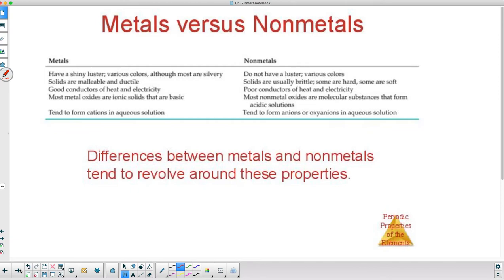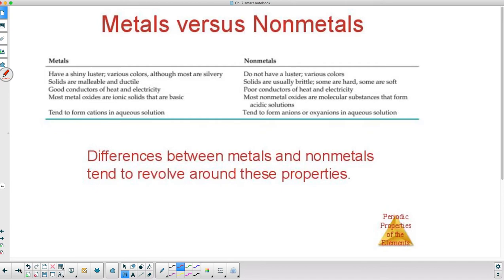Okay, what about nonmetals? They do not have luster, but they do have various colors. Sulfur is yellow, iodine is like a dark purple, bromine is like a brown, maybe a purplish brown, which is kind of strange. Solids are usually brittle. Some are hard, some are soft. Some of the solids, like, of course, carbon. One of the allotropes of carbon is, of course, diamond, the hardest material that we have. They are poor conductors of heat and electricity. Many are used as insulators.